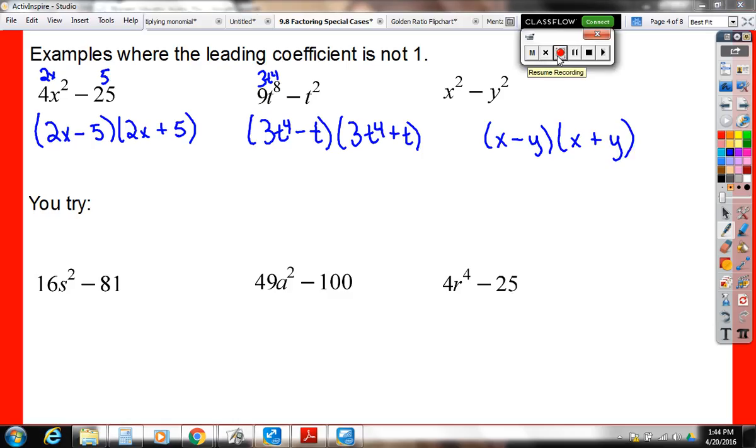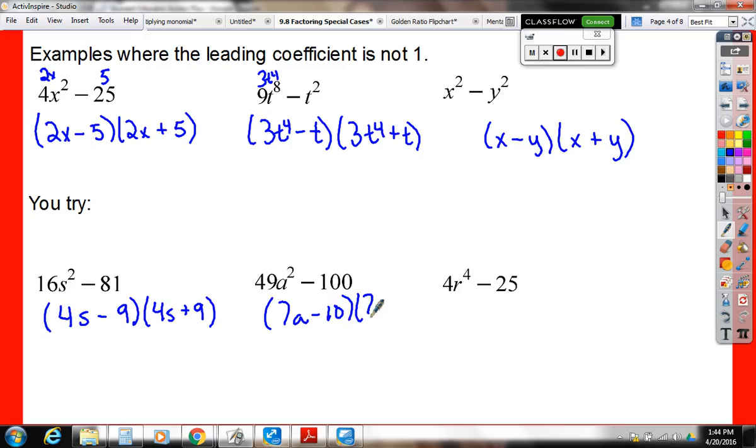Okay, Jada, tell me this one. 4s minus 9 and 4s plus 9. Okay, tell me this one. Okay, Nick, do the next one for me. 7a minus 10, 7a plus 10. No, Mackenzie, do this one. 7a minus 10. No, we're on this one. Pay attention. 2r squared minus 5 and 2r squared plus 5.